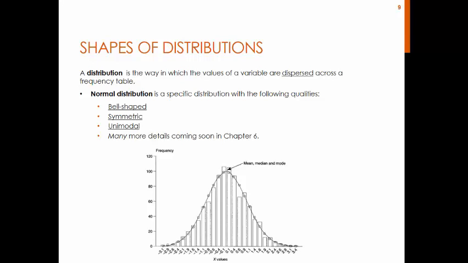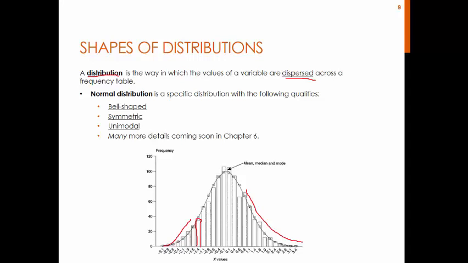When we talk about shapes of distributions, notice here we have a histogram with a bunch of bars, and then over that we have laid this line. So it goes from the left all the way to the right. This is the most common distribution or shape of a graph that we can see. A distribution is the way in which values are dispersed across the frequency table. This is the normal distribution that you might think is the normal. We'll talk more about the normal distribution.